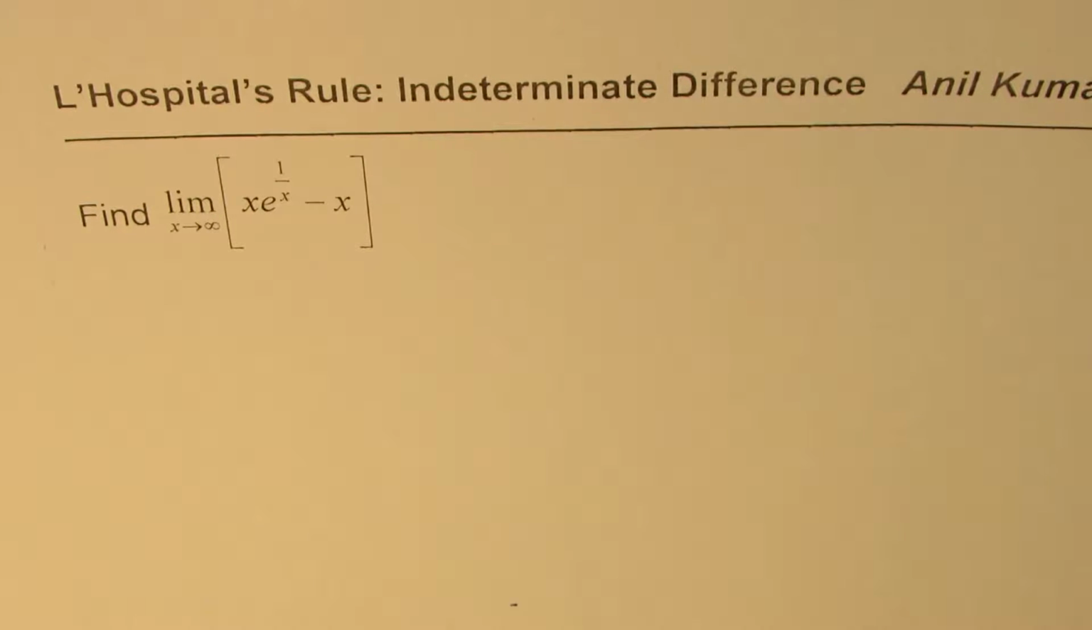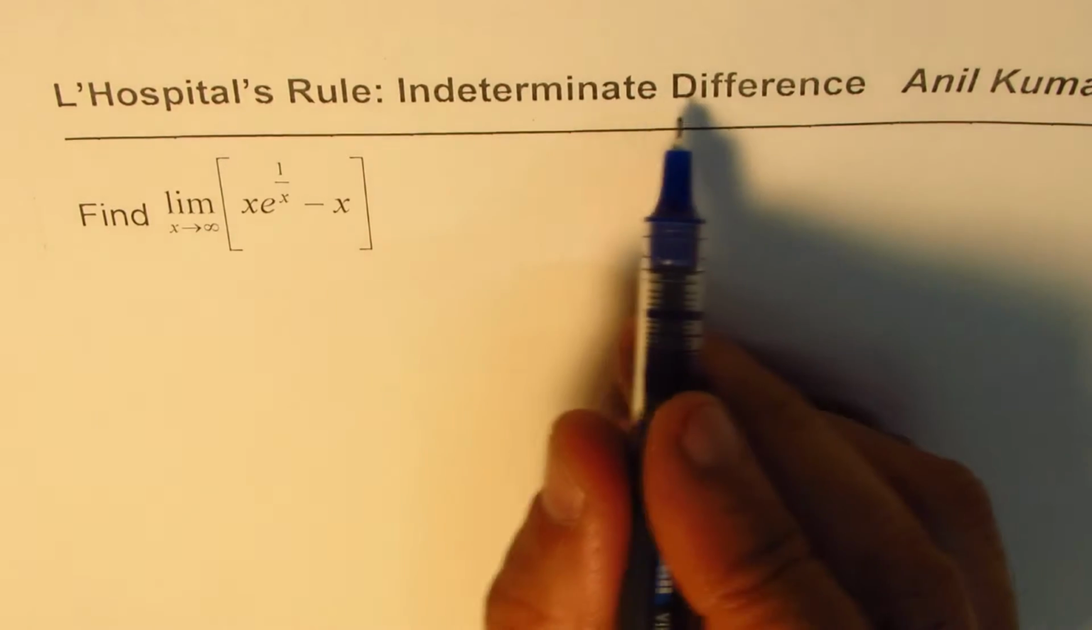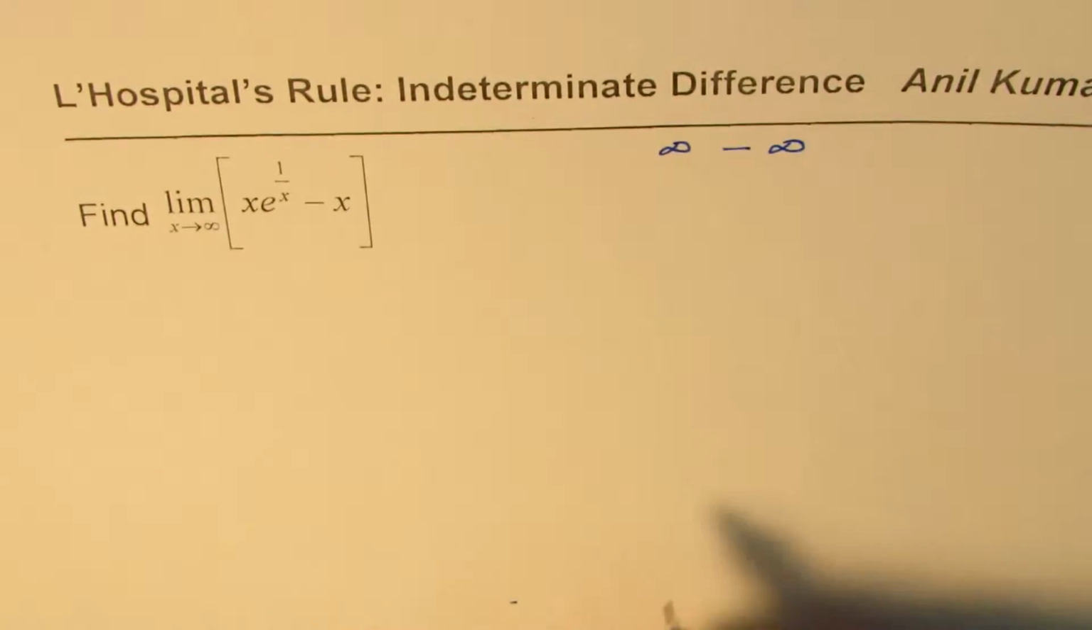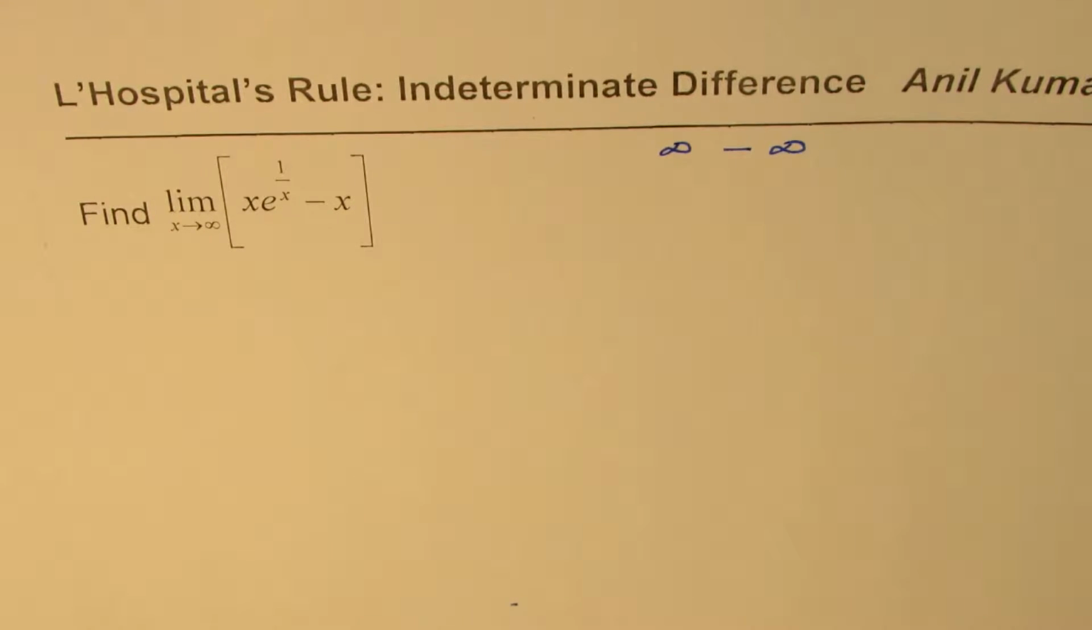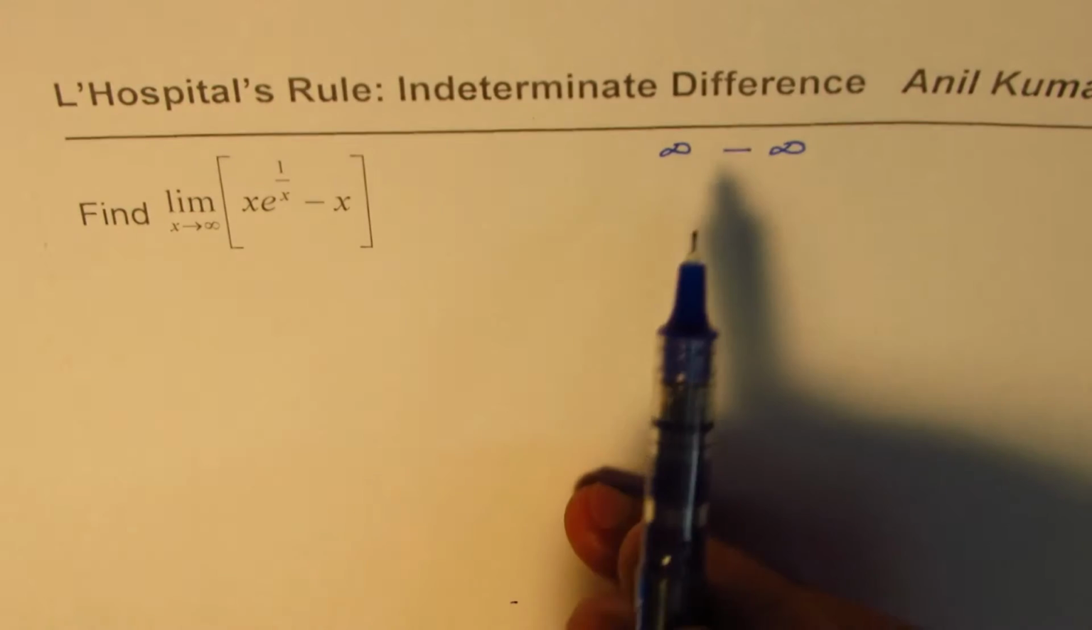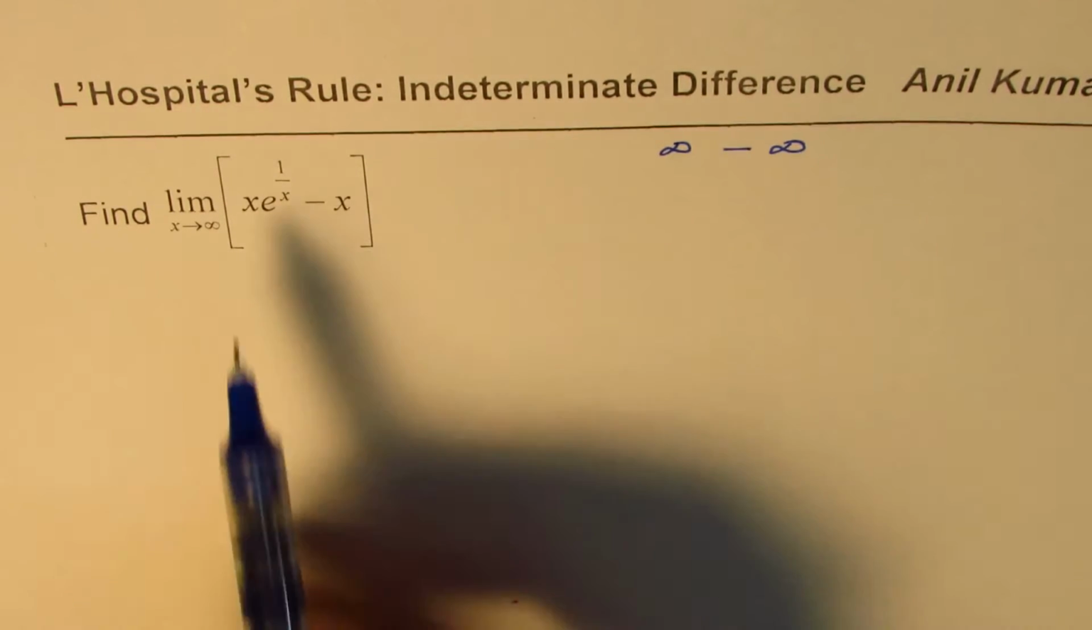In this set of videos, you'll find application of L'Hopital's rule for different indeterminate forms. One of them is like 0 over 0, then we have infinity over infinity, and then we're talking about indeterminate differences, which are kind of infinity minus infinity. In other videos, we'll also discuss indeterminate powers. Now, what do we understand by this?